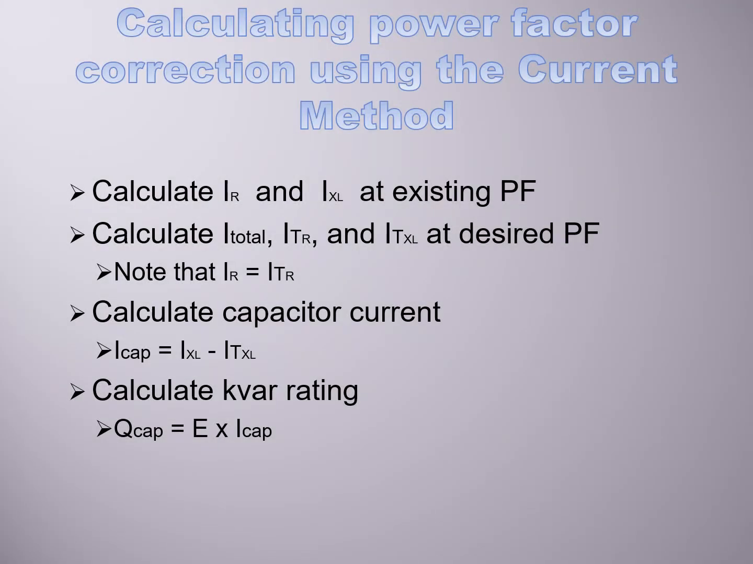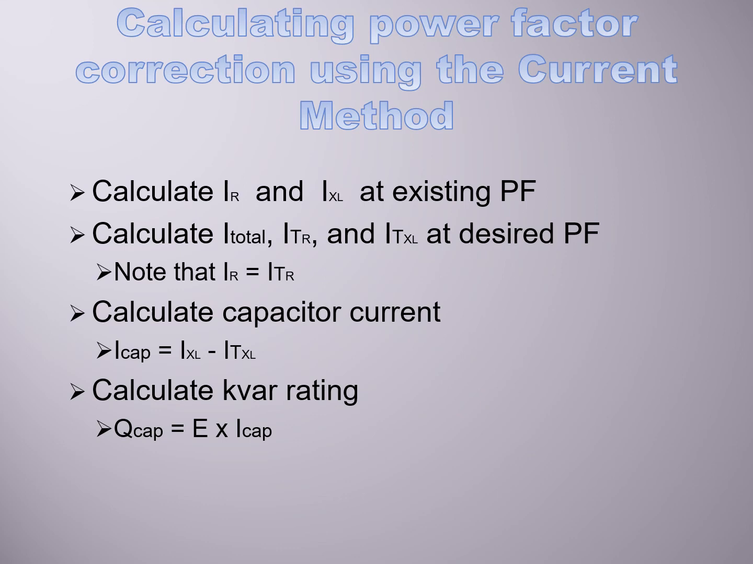To summarize, there are 4 simple steps in order to calculate my kVAR rating using the current method. First, I need to find out what my resistive current and my reactive current is at the existing power factor. The next step is to use the resistive current as well as the new power factor in order to calculate what my new total is going to be and my new total reactive current is going to be.